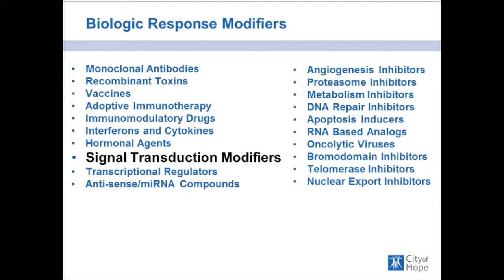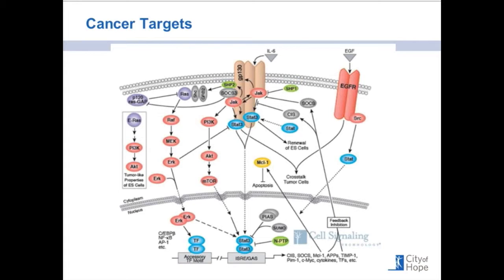Signal transduction modifiers. This is probably the group that's got the most attention in the last decade. And so the signaling in a cell, any cell, and I'm just showing you a sliver of a cell, is quite complex with many pathways, many redundant pathways, a lot of feedback. But nevertheless, sometimes when you have a mutation or abnormality, which is common in a cancer, and you use an inhibitor, you get a dramatic reduction.